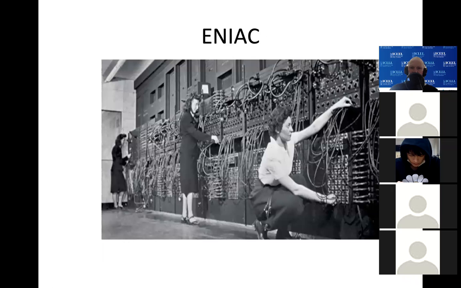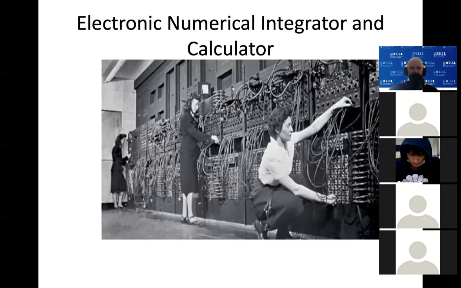ENIAC, right? Here's one of the vacuum tube computers at the time. You see them putting these wires in to tell the computer to do certain things at certain times, come on at this point, come off at this point, things like that. The Electronic Numerical Integrator and Calculator. Wow. Electronic Numerical Integrator and Calculator.